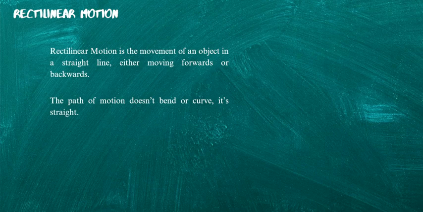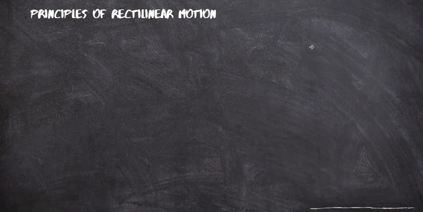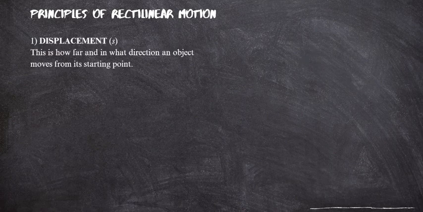Now, let's explore the key principles that describe rectilinear motion in dynamics. So the first principle of rectilinear motion is displacement. This is how far and in what direction an object moves from its starting point. So it can be positive or negative depending on the direction. Displacement is also a vector quantity, meaning it has both magnitude and direction.